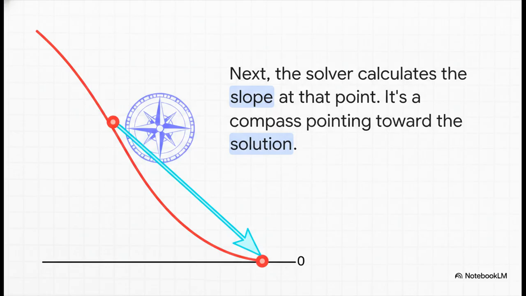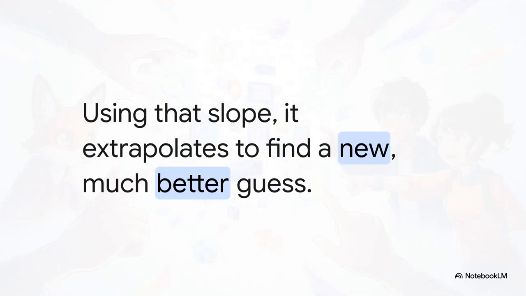You can think of this slope as a compass needle. It instantly points the most efficient way down towards that 0 line. This is the key to making an intelligent next move instead of just guessing randomly. So, following the direction from its compass, the solver projects a straight line down until it intersects the 0 axis. And bam! That intersection point becomes its new, much more informed guess for x.